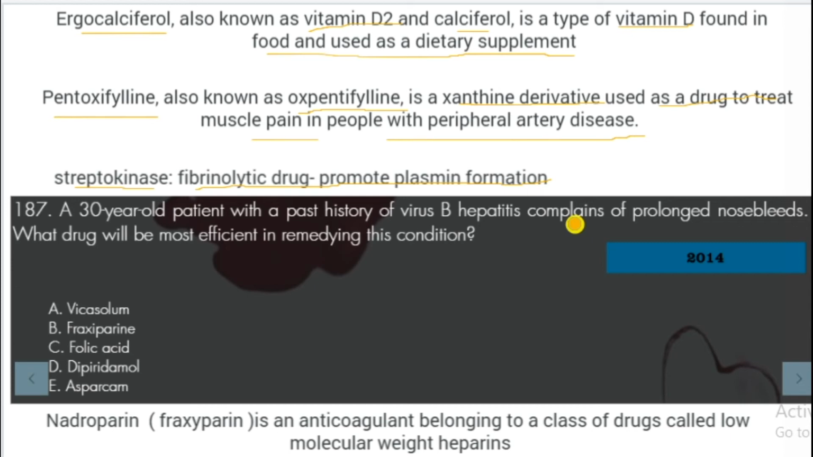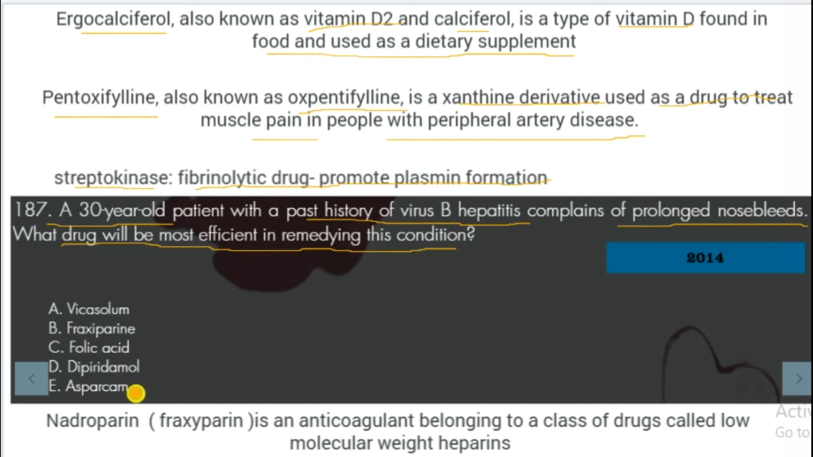can promote the dissolving of clots, not coagulation. A 30-year-old patient with a past history of viral hepatitis B complains of prolonged nosebleeds. What drug will be most efficient in remedying this condition? So we need to stop the bleeding.